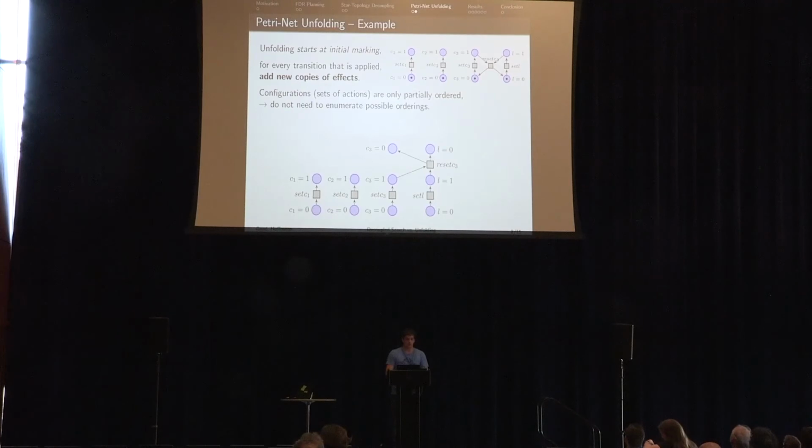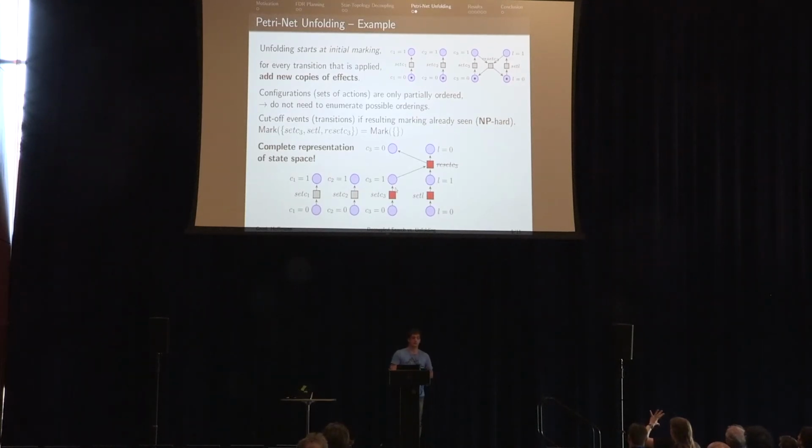Now, say we decide to later on also apply this reset C3 action, then we will see that this only leads us to a state that we have already seen, right? Because if we apply all predecessors of this reset, basically set C3, set L, to then reset, we get to the same marking as the initial state. And this is basically duplicate checking of Petri nets. We mark the reset transition as a cutoff, and we stop. And now actually, again, like before, this is a complete representation of the state space of this task. So as you see, it's really, really compact because of the independence between the actions.